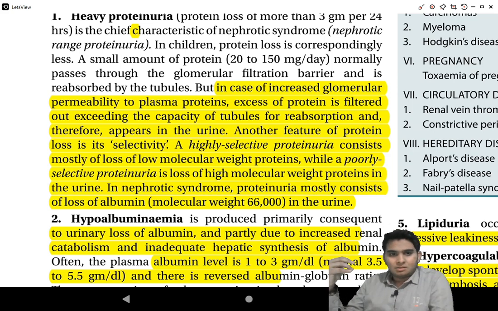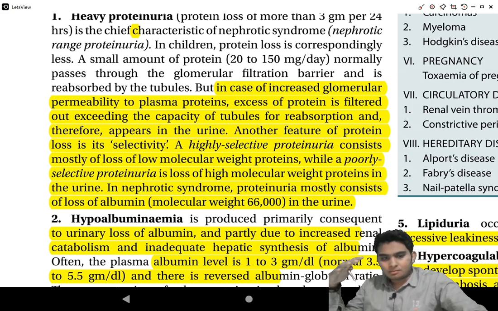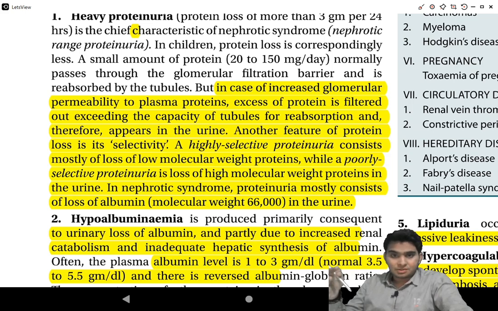Now, another feature of protein loss is its selectivity, meaning that a highly selective proteinuria mainly consists of loss of low molecular weight proteins, while a poorly selective proteinuria is a loss of high molecular weight proteins in the urine. In nephrotic syndrome, proteinuria mostly consists of loss of albumin.